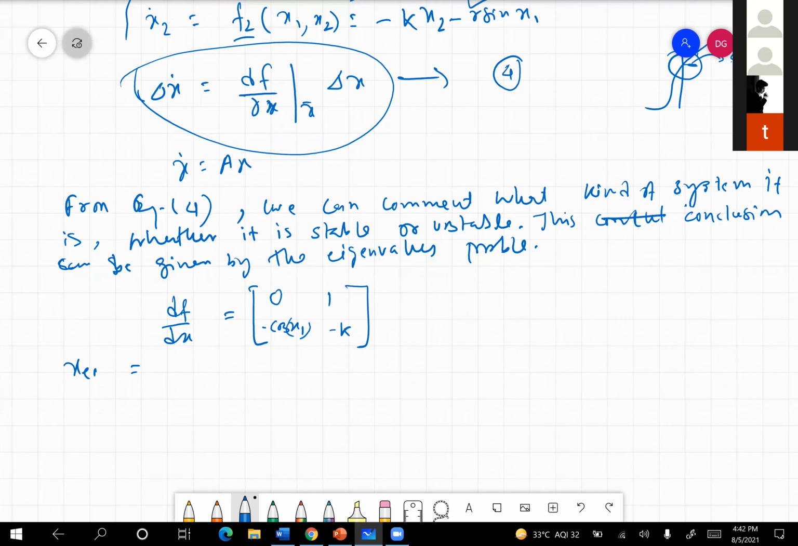Okay, I'll correct that. So this is xc1. I'll consider the first equilibrium point, which is (0, 0). About this (0, 0), we'll find this matrix.